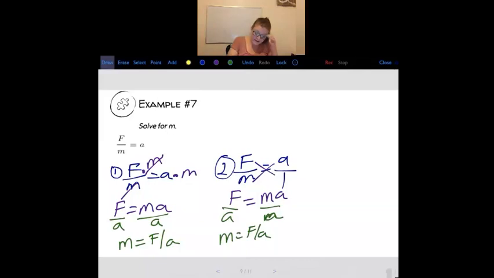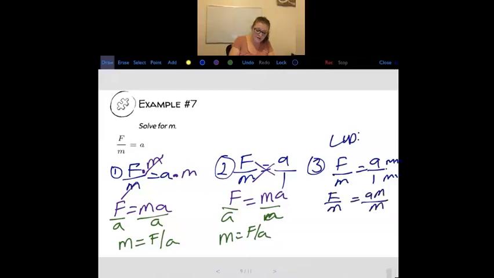And then the third way to do it is to get common denominators like we've done previously. So your least common denominator is m. So now we have F over m equals a times m over m. You let go of the denominator, and we end up at the same spot. F equals ma, divided by a, and m is equal to F over a. So lots of different ways to think about how to solve this type of problem when it's in terms of a variable.